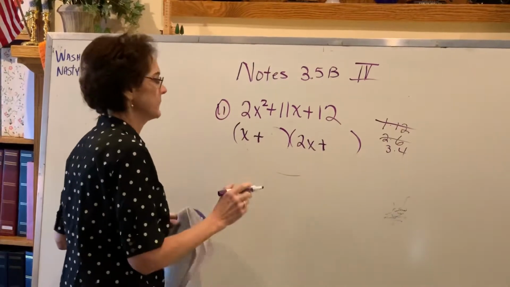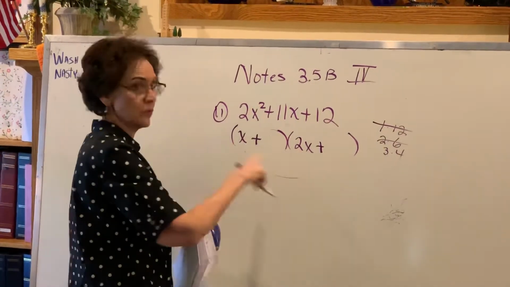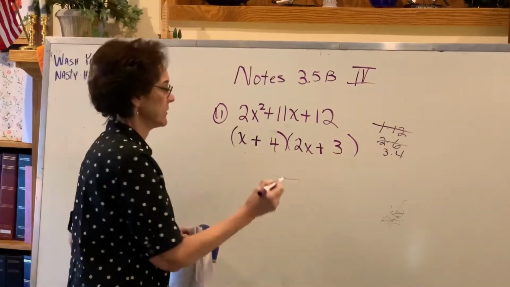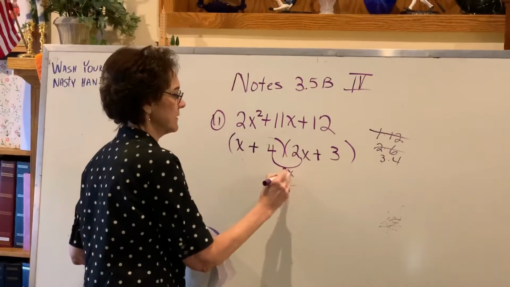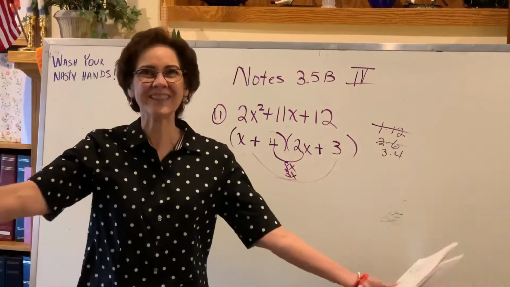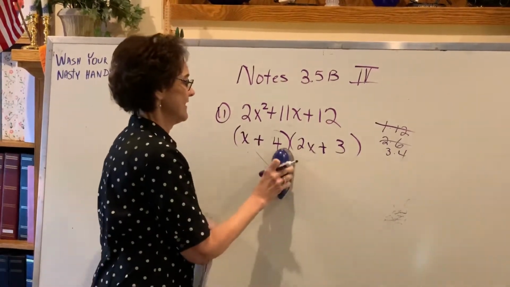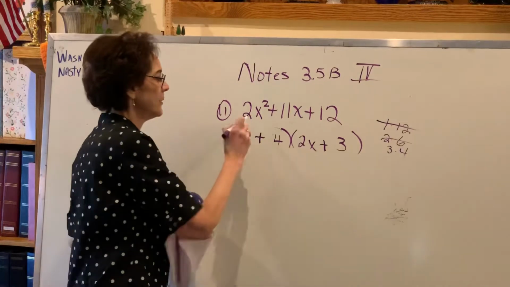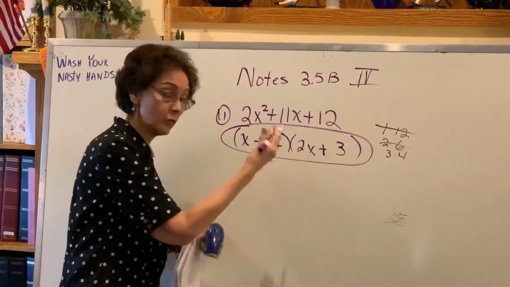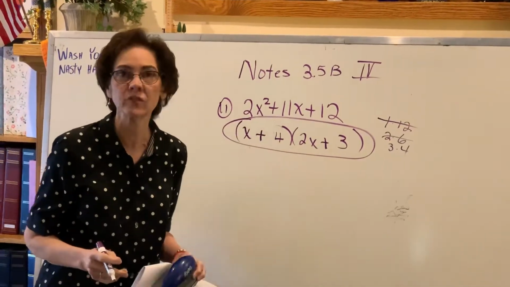Okay, let's try it again. Let's see, what did I put? 3 here and 4 here. Let's reverse that. Let's put 4 here and 3 here. See if that works. 8x, 3 times 3. Oh, we found it! It's 11x. That did it, guys. Woohoo! So you can see this is a little bit more challenging because you've got to try and try and try until you find the right combination.